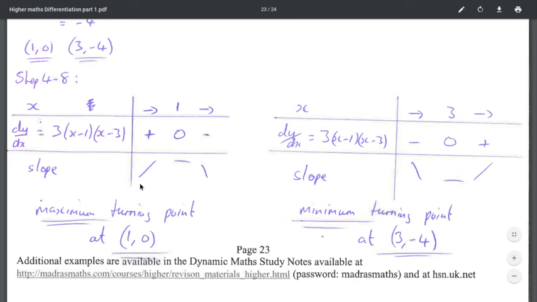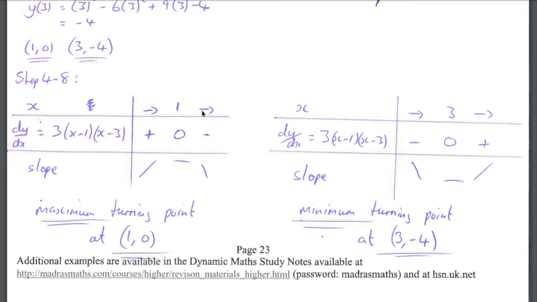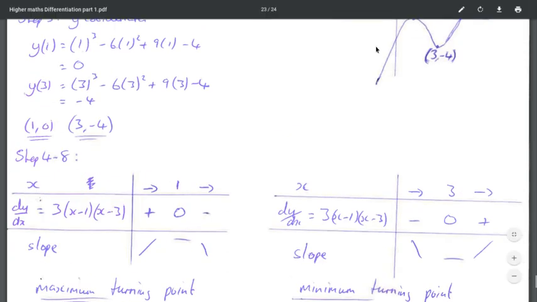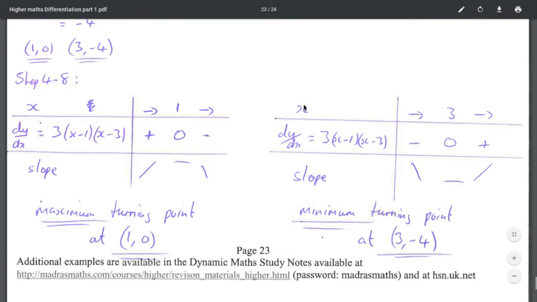So I know before 1, the curve is increasing. Substituting a number after 1, but before 3, so I can't just use 3, I'm going to use 2. So 2 minus 1 is positive, 2 minus 3 is negative. So I've got 3 multiplied by a positive multiplied by a negative. That will give me a negative answer. So after 1, the gradient is negative, so the curve is falling. Let's just check that happens. Yes, it does. Increases, flattens out, drops.